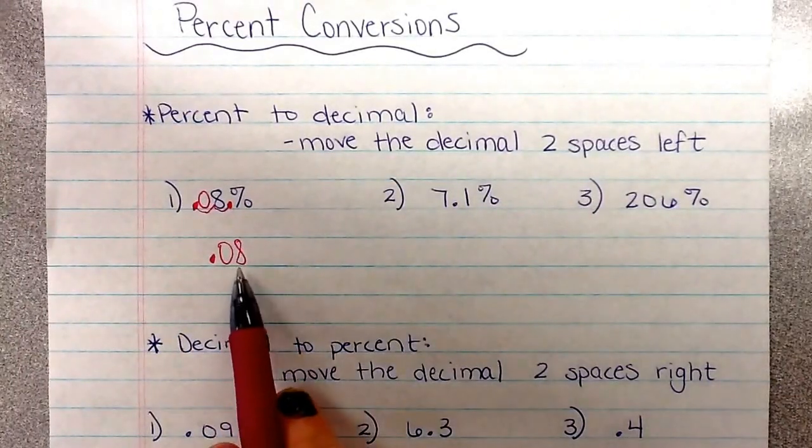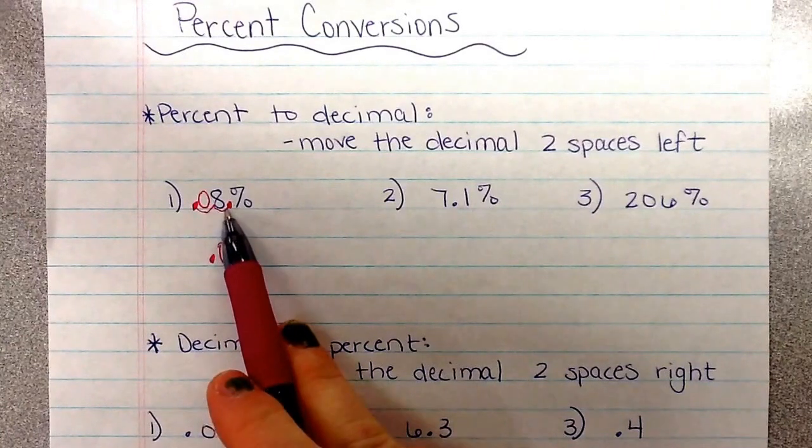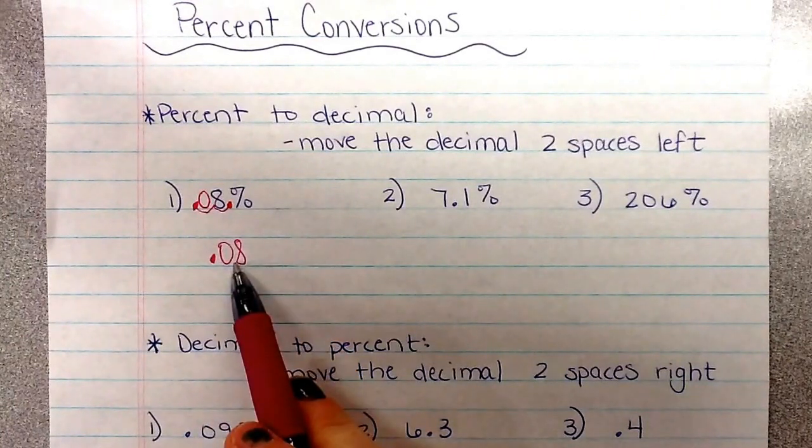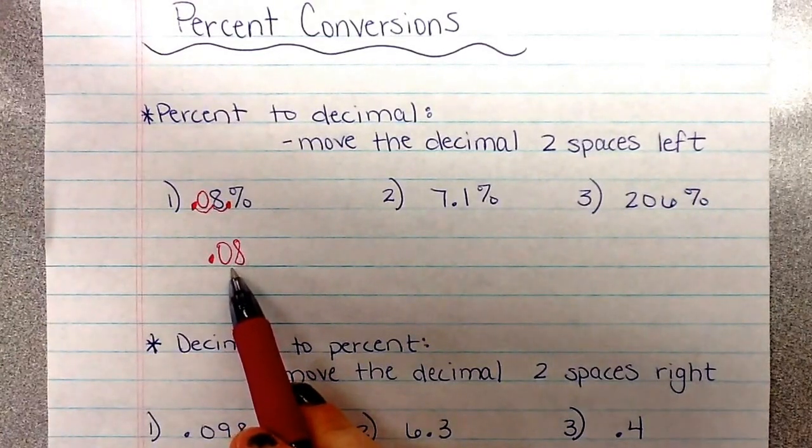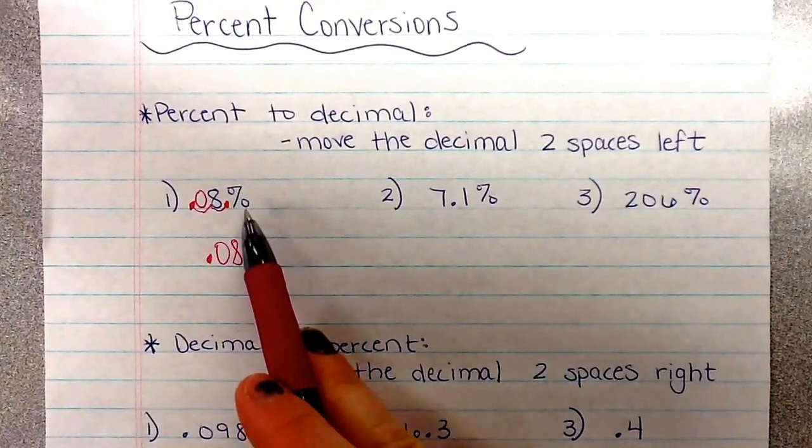The decimal form is always smaller, so if 8 is a percent, it makes sense that our decimal would be smaller at 0.08. The decimal portion is always a smaller value than the percent.